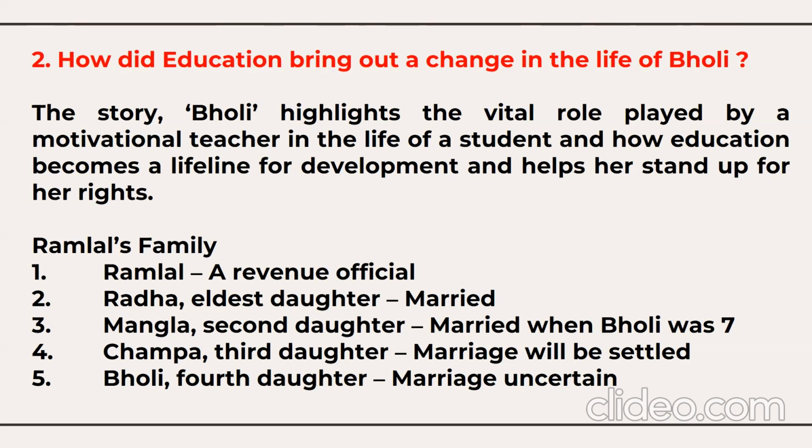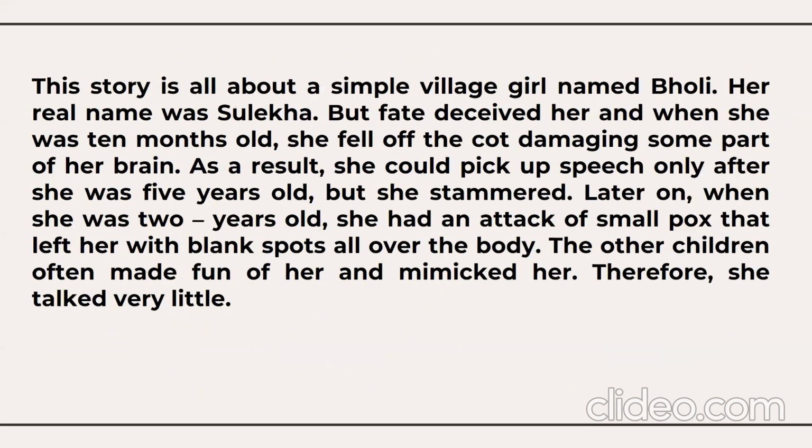So Ramlal's family, Ramlal is a revenue official. He has four daughters, Radha, Mangala, Champa, Bholi. Radha and Mangala are married, Champa is about to marry, Bholi is still not yet married, and Bholi was 7 when the second daughter was born. This story is all about a simple village girl named Bholi. Her real name was Sulekha, but fate deceived her when she was 10 months old. She fell off the cot, damaging some part of her brain. As a result, she could pick up speech only when she was 5 years old.